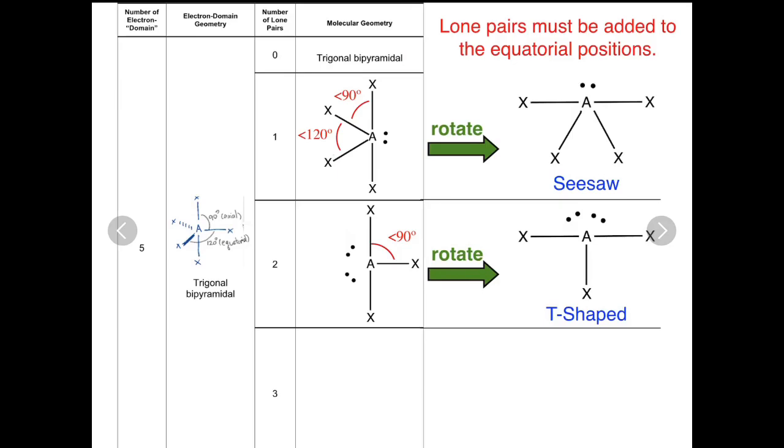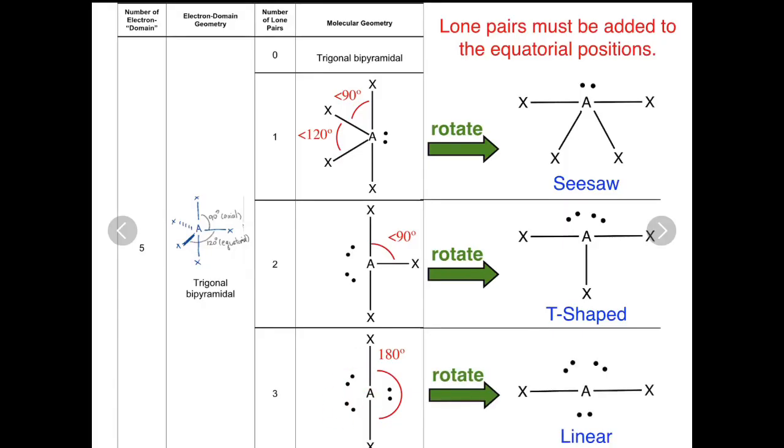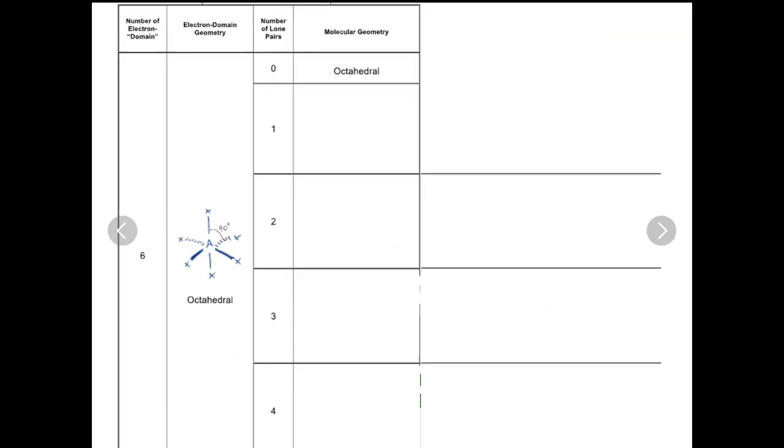Okay. Next one, the third one, if you introduce one more, again, it still has to be on the equatorial. So all of the equatorial positions right here need to be replaced by lone pairs, right? You have 3 lone pairs. So now this is just linear, if you rotate it. So that means in this case, the seesaw, T-shape, and linear are derived from the trigonal bipyramidal, where the lone pair is present as part of the electron domain group.